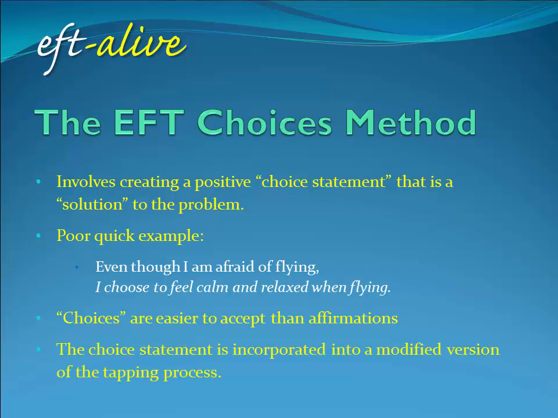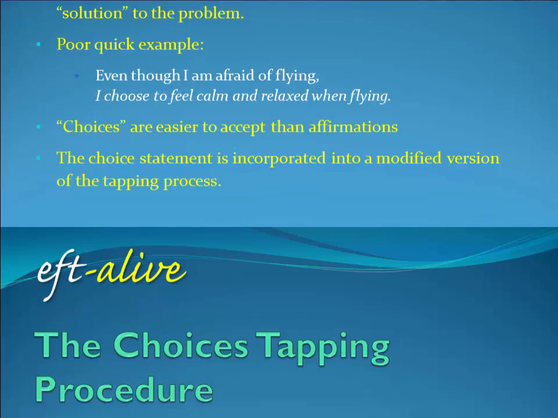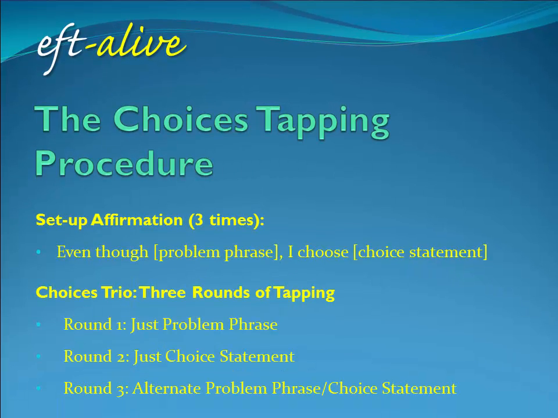So what we do then, once we've come up with our choice statement, is we incorporate it into a modified version of the tapping process. And we're going to go over that right now. So the new form of the basic recipe using the choices method is we first start by changing the setup affirmation. Normally the setup affirmation is, "Even though problem phrase, I deeply and completely love myself," or "I deeply and completely accept myself," or some variation like that. With the choices method, while tapping on the karate chop point, we change it to, "Even though problem phrase, I choose," whatever the choice statement is.